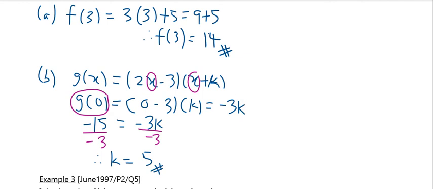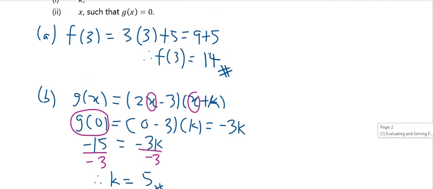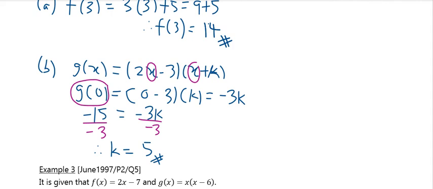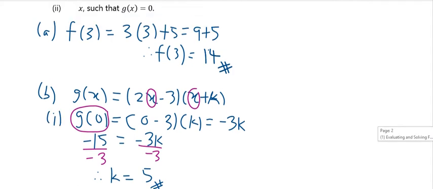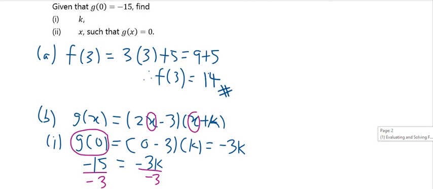From this one, you can replace already. I forgot to put part 1, so part 1 will be here. Now in part 2, you have to find x such that g(x) equals 0.